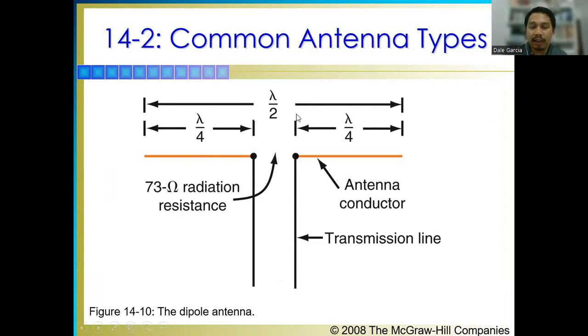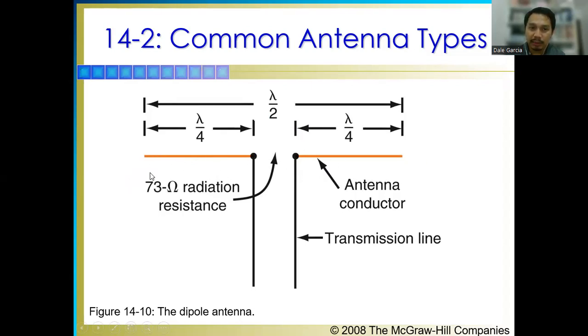So the total length is 1/2. So if each bend is 1/4 in length, the assumption is that the distance between the two transmission lines is approaching 0. If there is space in between, it is more than one half. So ideally there should be no space in between. So this has a 73 ohm resistance. The computation depends on the actual design.